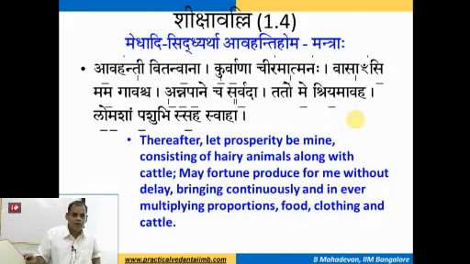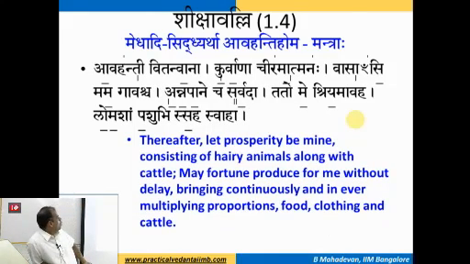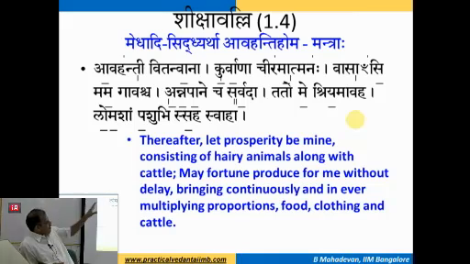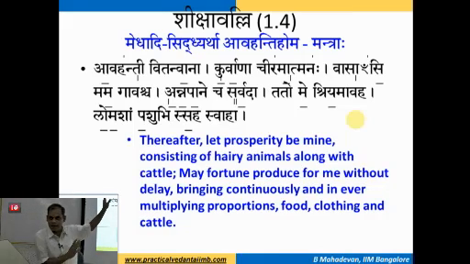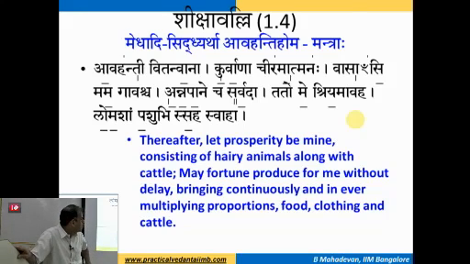Okay. So we'll see the first part. Avahanti vitanvana kurvana chiramatmanaha vasa gumsi mamagavascha annapane cha sarvada tato me shriyamavaha lomasham pasubhisaha swaha. We'll see the first one.